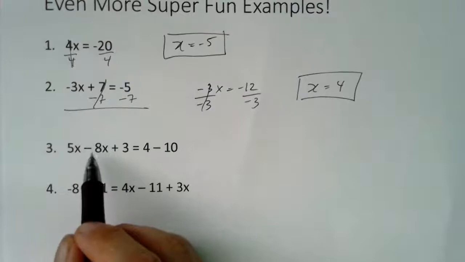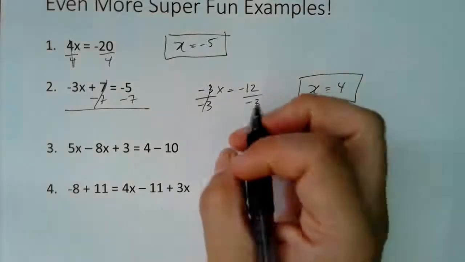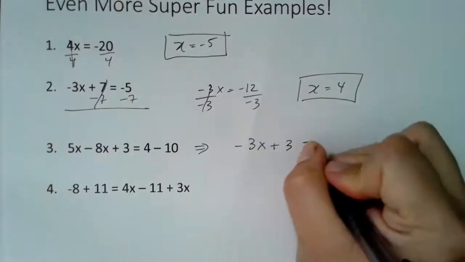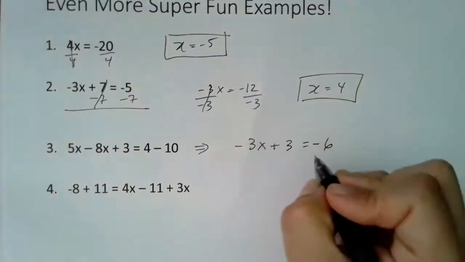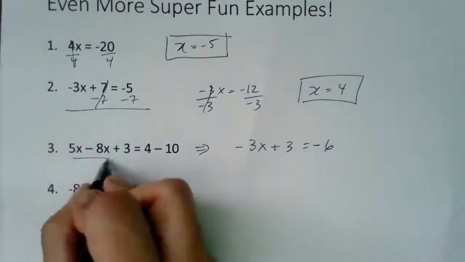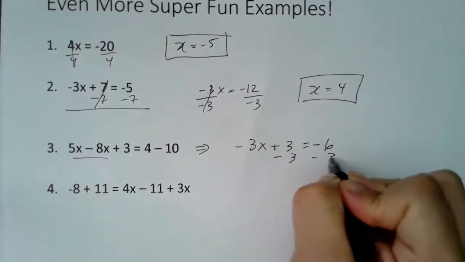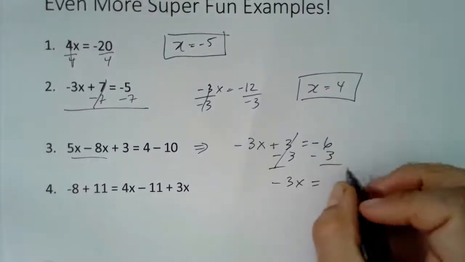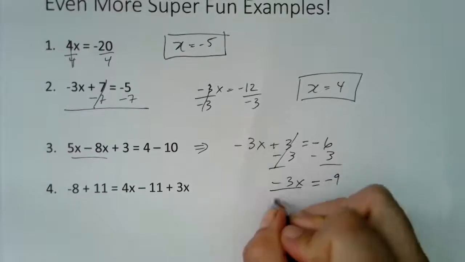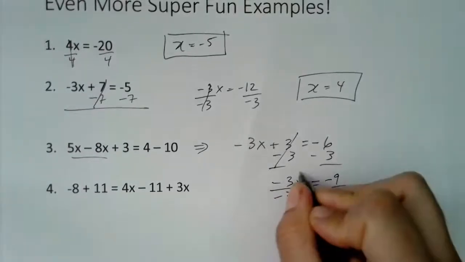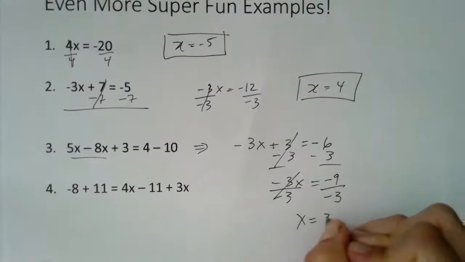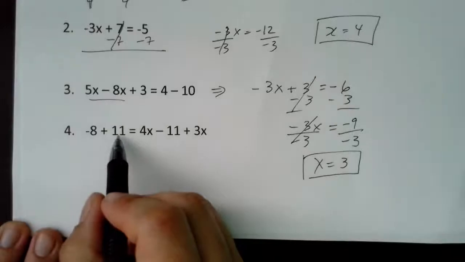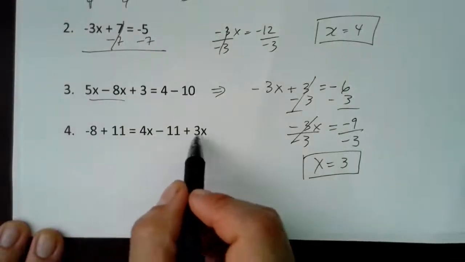Then we have here 5x minus 8x plus 3 is equal to 4 minus 10. So this becomes negative 3x plus 3 is equal to 4 minus 10, which is negative 6. So we combine these two terms. Then subtract 3 from both sides to get rid of it, and then you can use the division property. Negative 6 minus 3 will give you negative 9. If I divide both sides by the coefficient of x, negative 3, then I get x is equal to just positive 3.